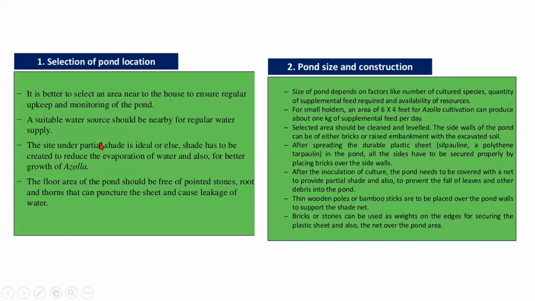So how do you select a proper pond? It is better to select near to the house because we need to maintain the pond. If it is not too far and is near the house, it will be easier. And you need a water source also. So there should be a hand pump or some water body, a well, a hand pump or a tap, to collect water.